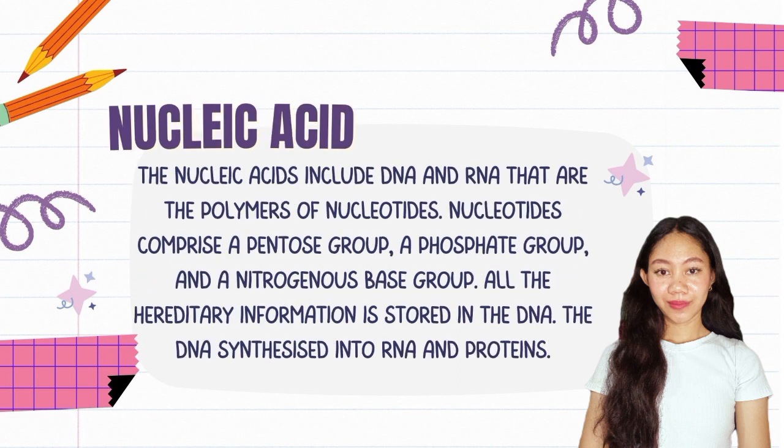And lastly is the nucleic acid. Nucleic acids include DNA and RNA, which are polymers of nucleotides comprised of a pentose group, a phosphate group, and a nitrogenous base group. All the hereditary information is stored in the DNA. The DNA is synthesized into RNA and proteins.